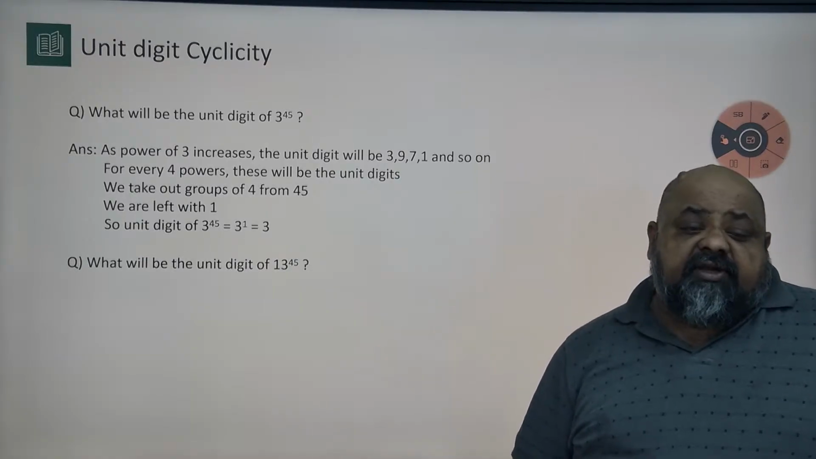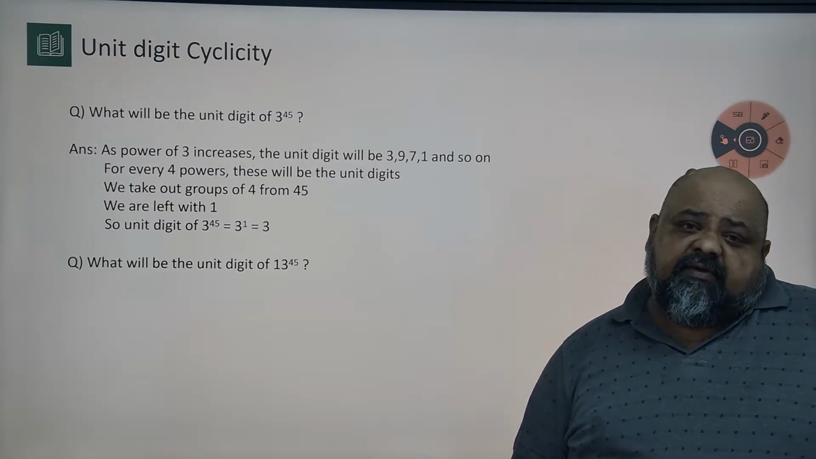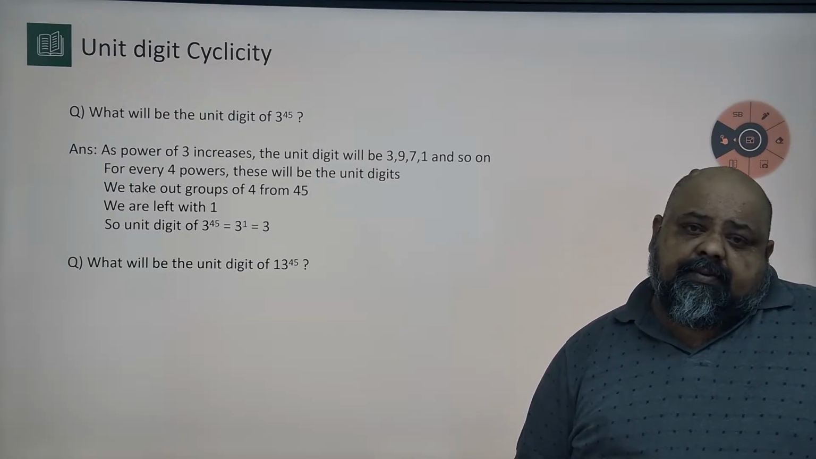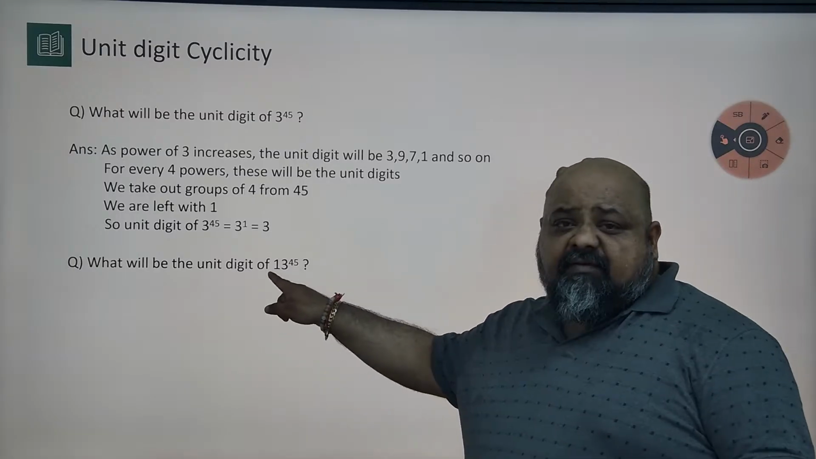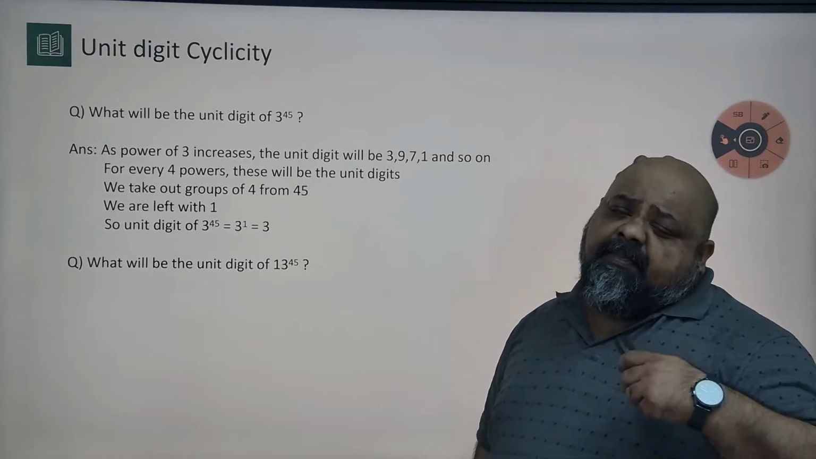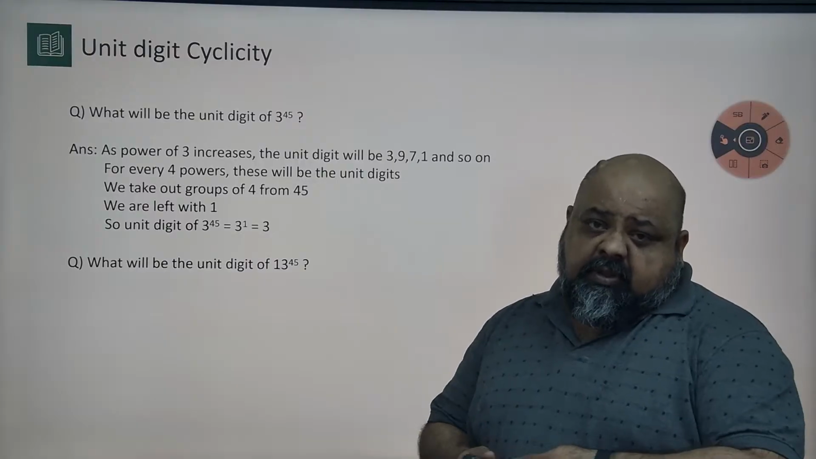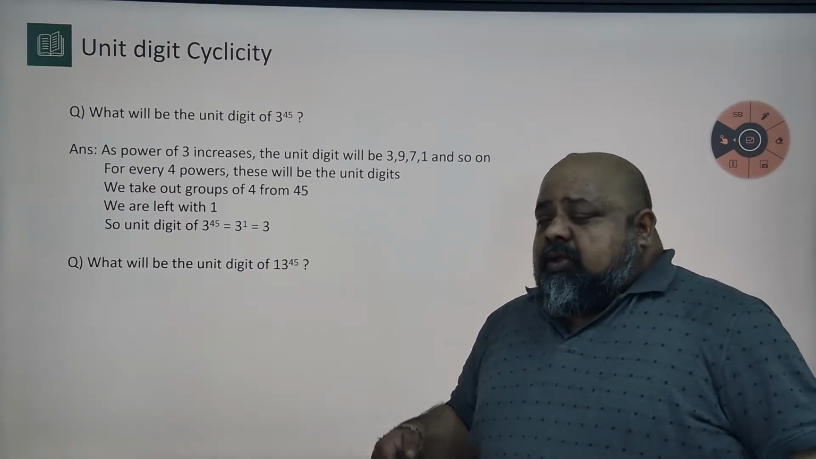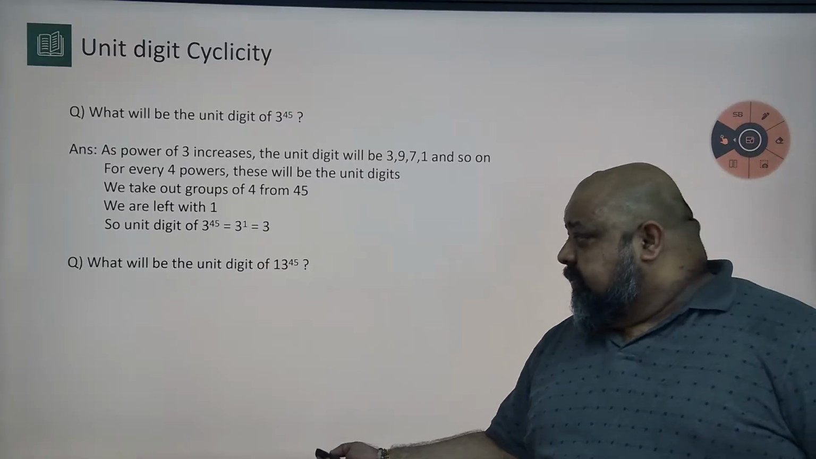What will be the unit digit of 13 raised to power 45 then? It will be the same as 3 raised to power 45 because this 1 will have no role to play in the unit digit. 13 into 13 also ends in 9, 169. 3 into 3 also ends in 9. As a matter of fact, 23 into 23, 529 also ends in 9.